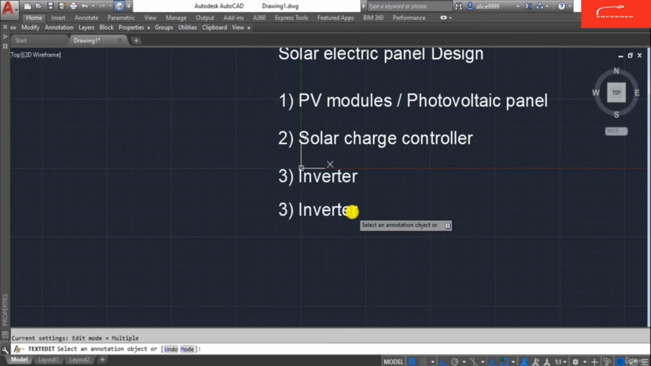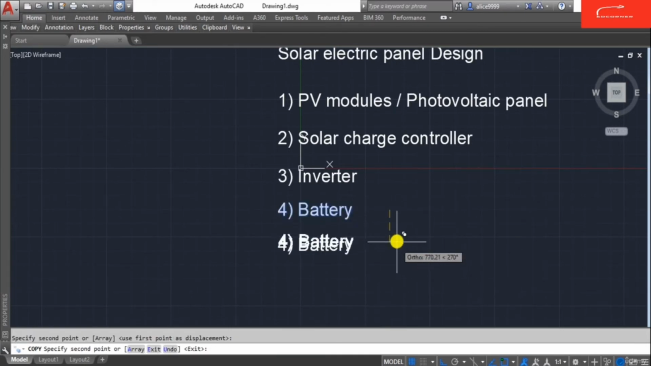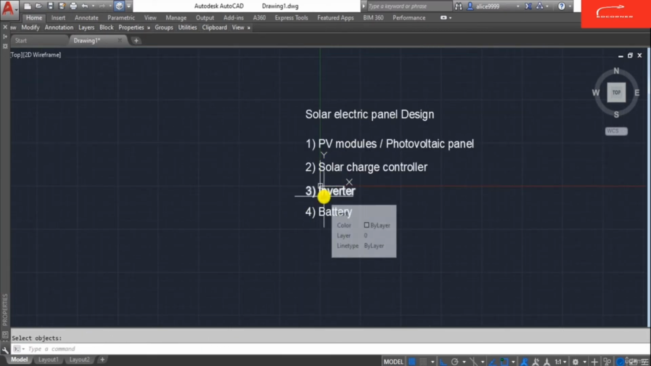The next part is the battery. The battery stores the energy for supplying to electrical appliances where there is a demand. It means when there is a demand by the appliances or by any flat, the battery gives the power to those particular appliances. So the battery is important, and the design of the battery bank is also important in case of solar electric panel design. So these are the four main important parts required for the solar electric system design.